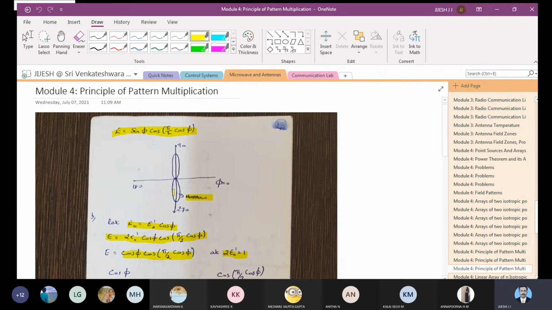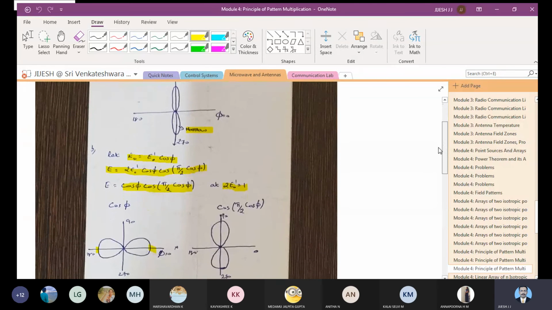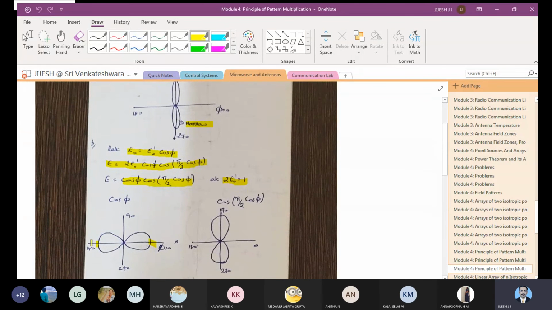And similarly, if you go for E naught equal to E naught dash cos phi, when you simplify that, you will get cos phi into cos of pi by 2 cos phi. Let me draw the patterns for both. The cos phi pattern will be in this direction. The maximum will come at 0 and 180 degrees, and the minimum at 90 or 270 degrees. But with the other one, cos of pi by 2 cos phi, you'll get the maximum at 90 and 270, and the minimum at 0 and 180 degrees.